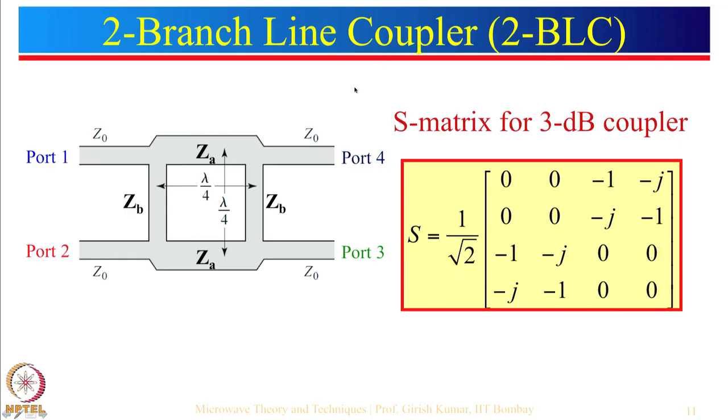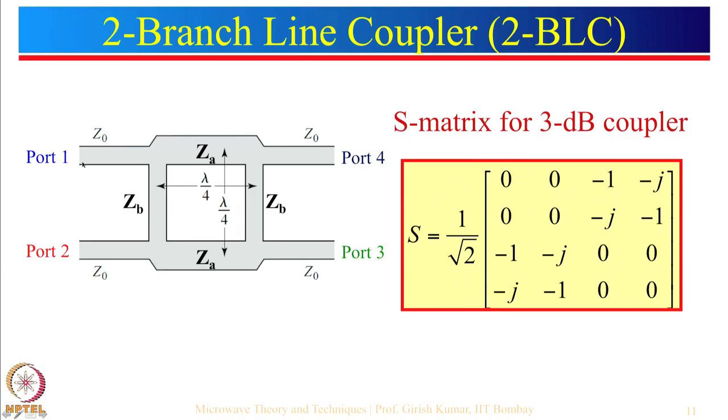This is the topic of today, and that is the two branch line coupler. So, let us see what it is. Here we have port 1, port 2, port 3, port 4. We already know that maximum coupling takes place when the length is equal to lambda by 4. So, this length is lambda by 4, this length is lambda by 4. And now we have put two branches in between these two lines, and these lengths are also equal to lambda by 4. Let us first see the concept part, and then we will try to complete the S matrix for this 3 dB coupler.